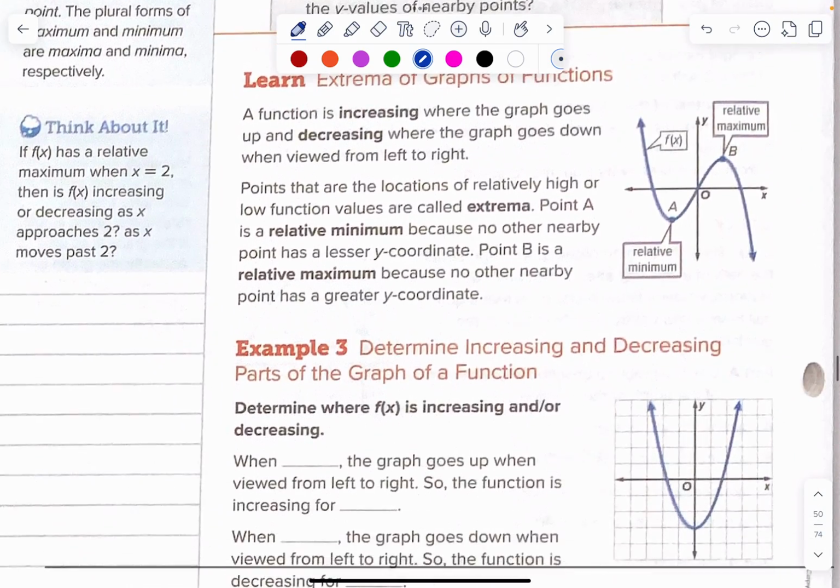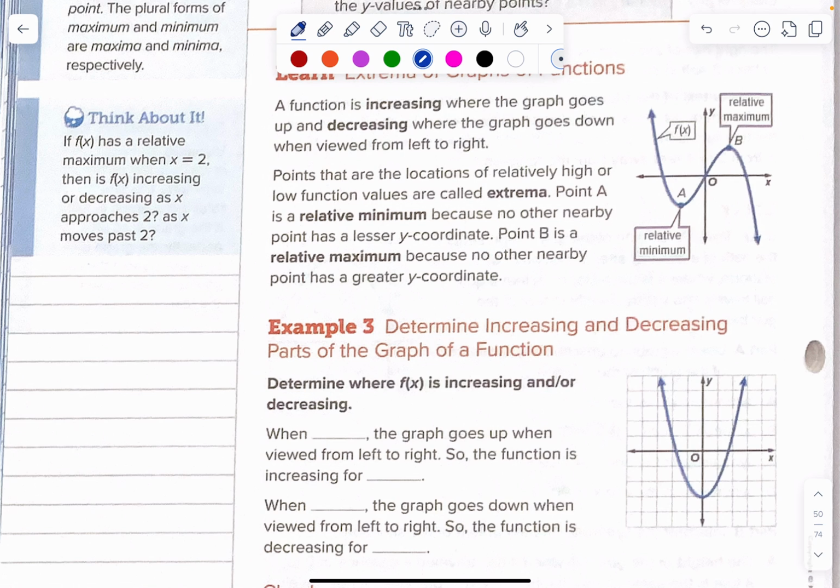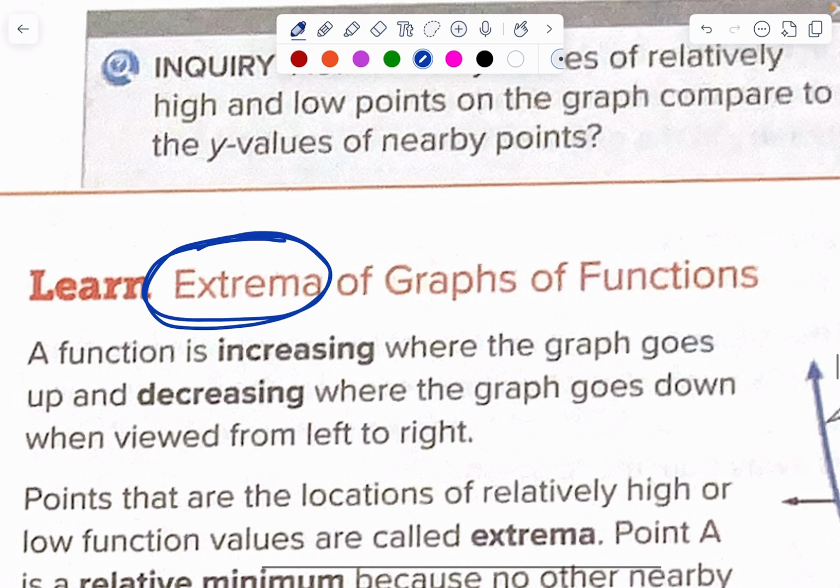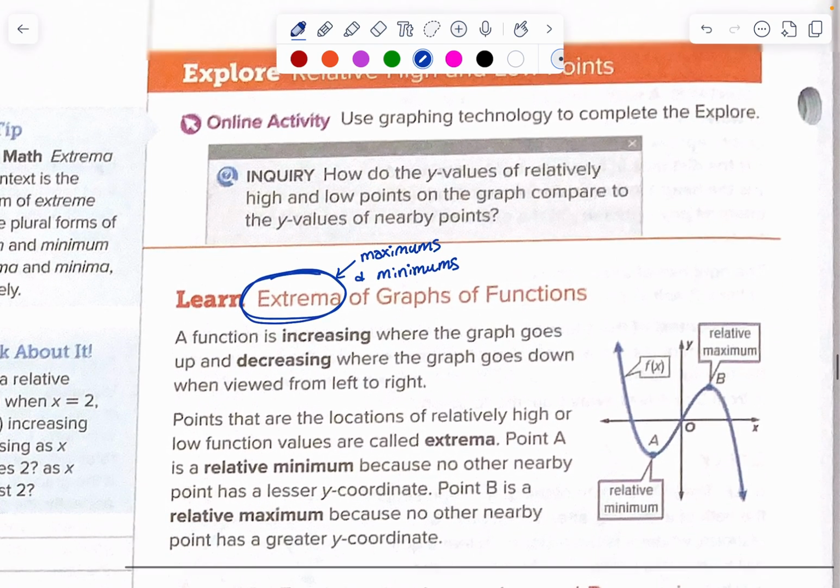All right, let's talk about a couple more things and then we will stop for the day. One thing is circle this word, extrema. Okay, extrema, I see the word extreme in there, and that's true. That's what it means. When we're looking for extrema, we're looking for maximums and minimums. Okay, so like high points and low points.